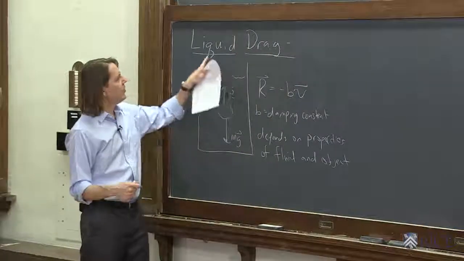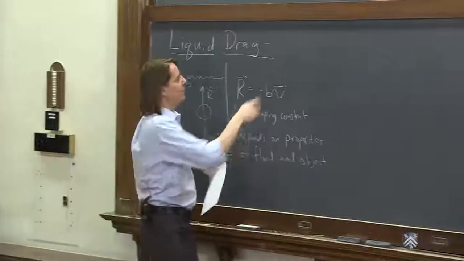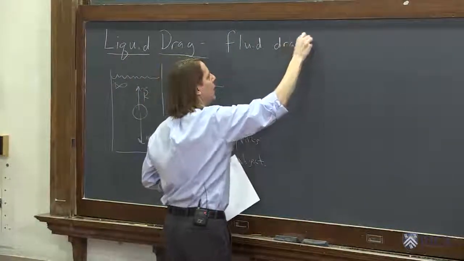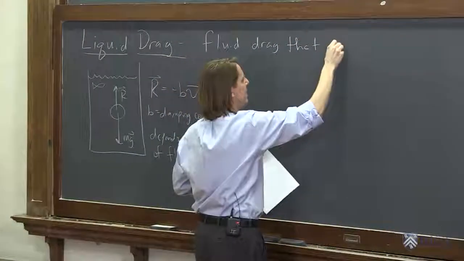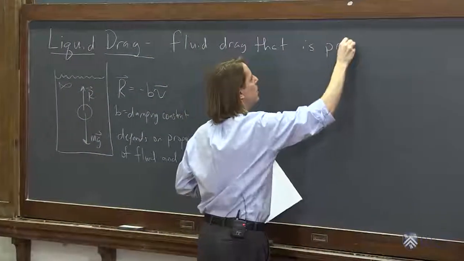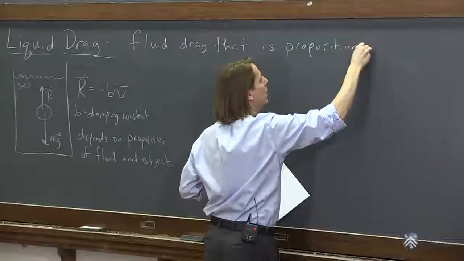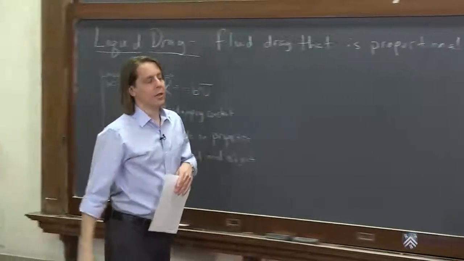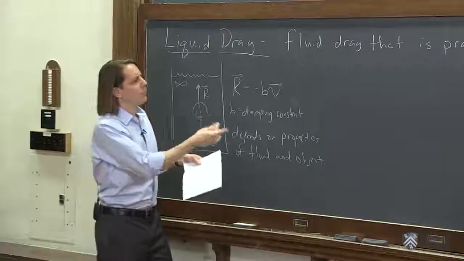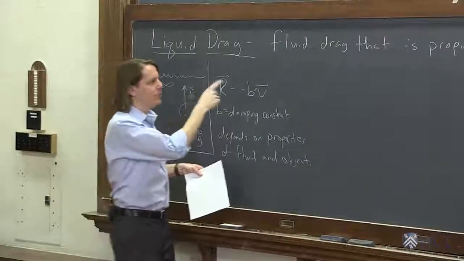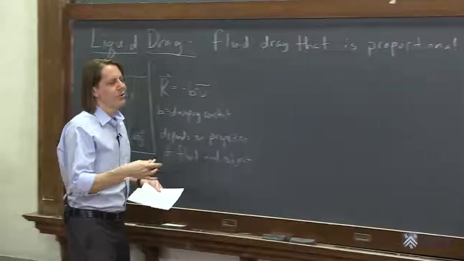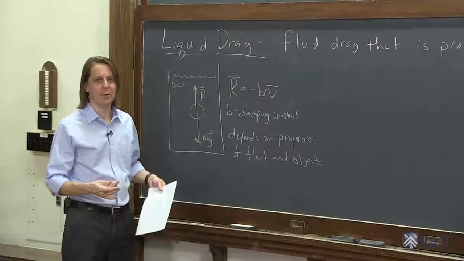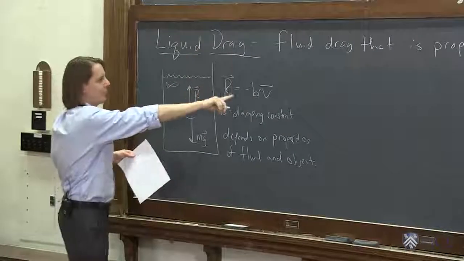So what you'll notice is liquid drag is different from air drag. Basically, they're both fluid drags, but this is a fluid drag that is proportional to v, to the velocity. So they're both fluid drags. One is proportional to v squared, the air drag. The other is proportional just to v, and that's really just because fluid drags are very complicated, and they depend heavily on the properties of the fluid. So for these, it just goes as minus bv.